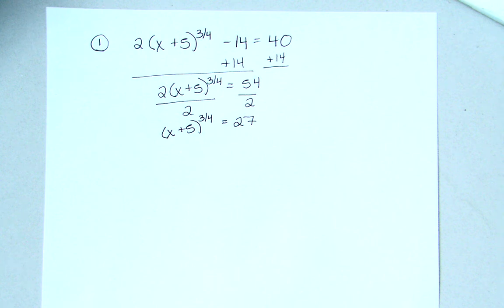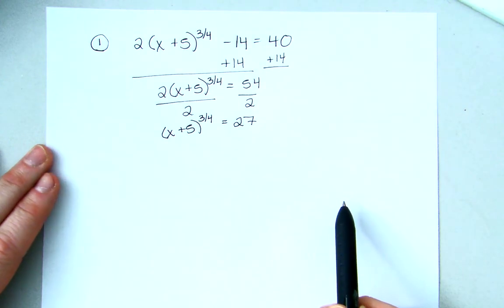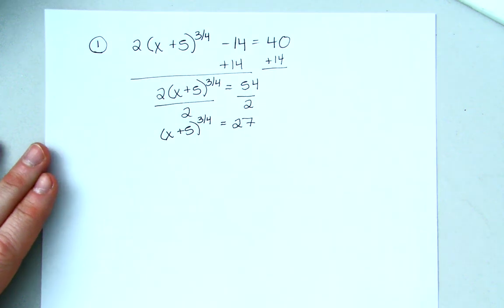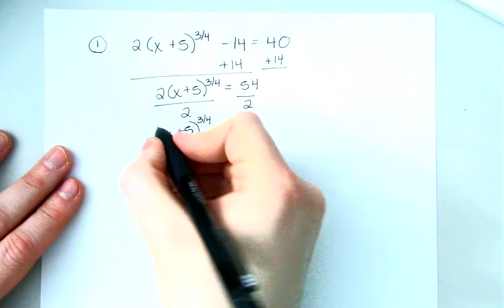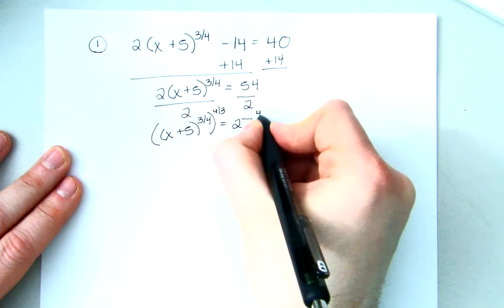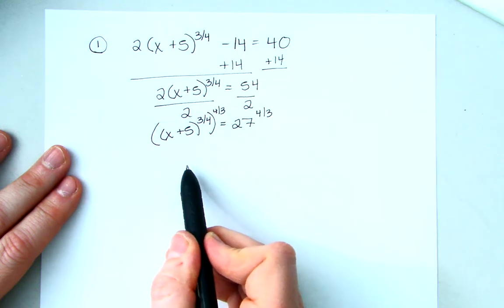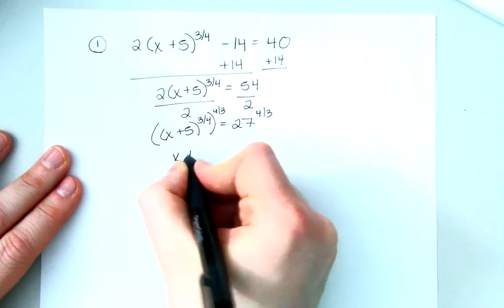You should have (x + 5)^(3/4) = 27 as one of your lines. What do I do? Not really multiply, but raise both sides to that power. It means we'll multiply our powers, but really I'm raising both sides to the 4/3. So what do I get on the left? Just x + 5.